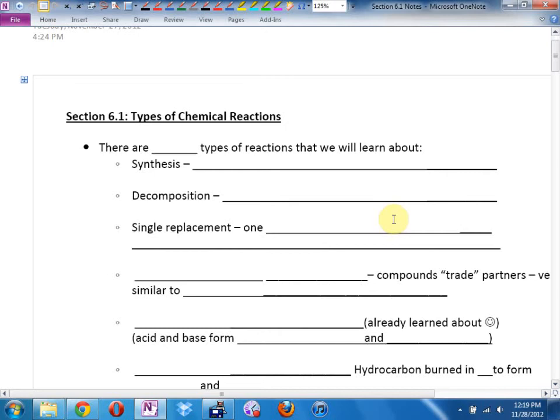There are a number between 5 and 7. How many? 6 types of reactions we're going to learn about.